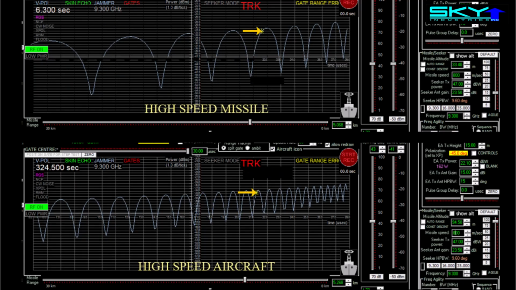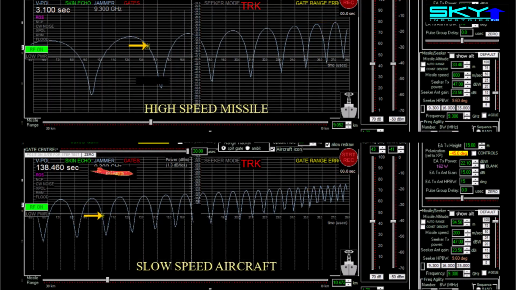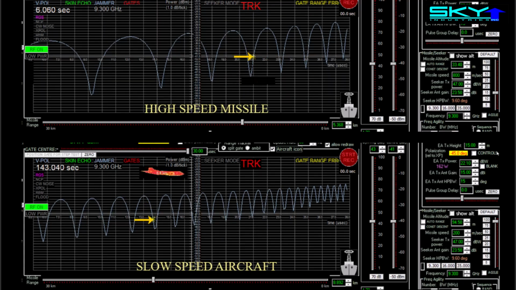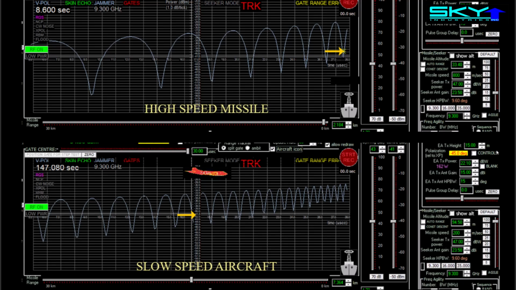See how much faster the peaks and nulls happen for the aircraft compared to the missile. Now here's a comparison of the same missile with the same aircraft, but the aircraft flies slower. The rate at which the peaks and nulls go through the jog detector is better matched.